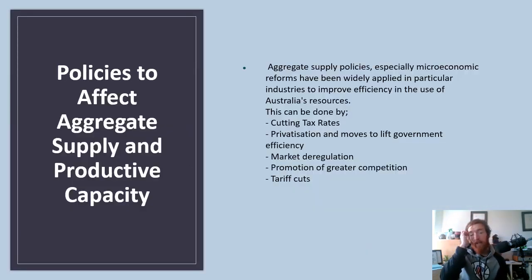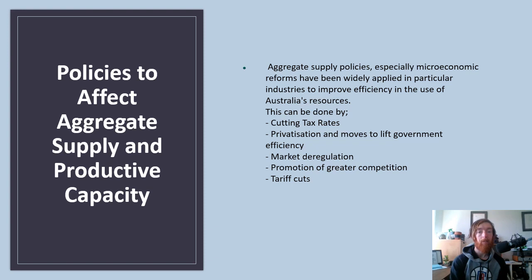We've also got what's called aggregate supply side policies, which can sometimes be called microeconomic reforms. These are widely used to try and improve our efficiency and increase aggregate supply that way. So this is anything that the government puts in place that directly impacts aggregate supply and doesn't really impact aggregate demand. Cutting tax rates for businesses often can do this, because it means businesses have a lower cost of production and will produce more.